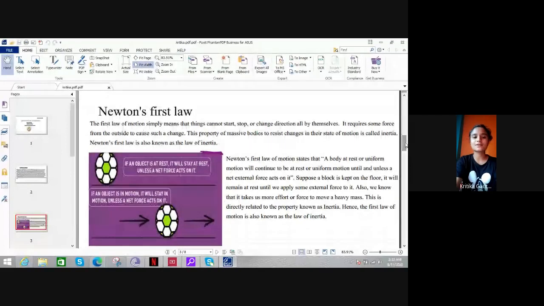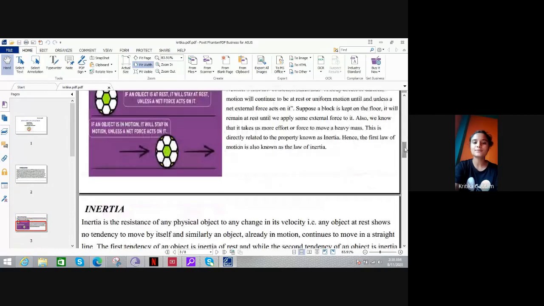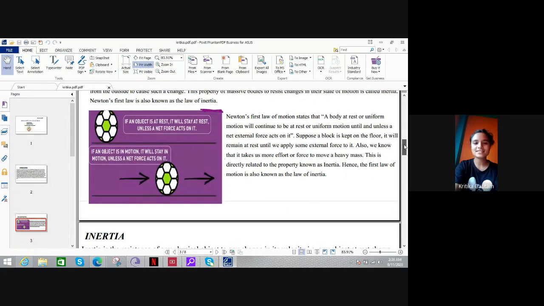Newton's first law. The first law of motion simply means that things cannot start, stop, or change direction all by themselves. It requires some external force from the outside to cause such a change. The property of a massive body to resist change in its state of motion is called inertia. Newton's first law is also known as the law of inertia. Newton's first law states that a body at rest or in uniform motion will continue to be at rest or in uniform motion unless a net external force acts on it.